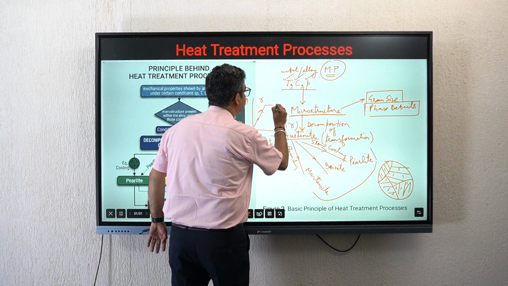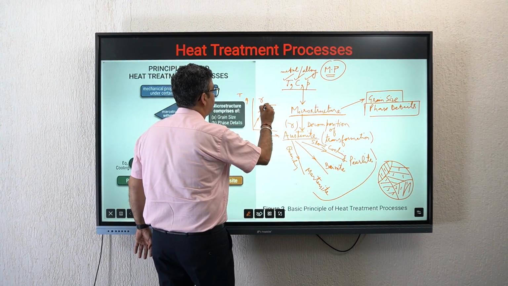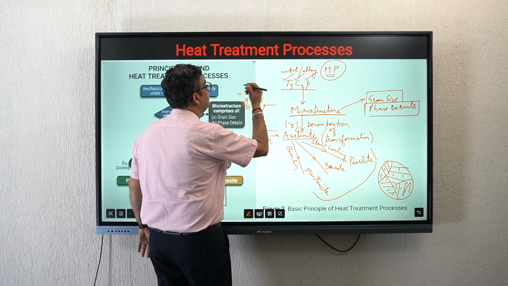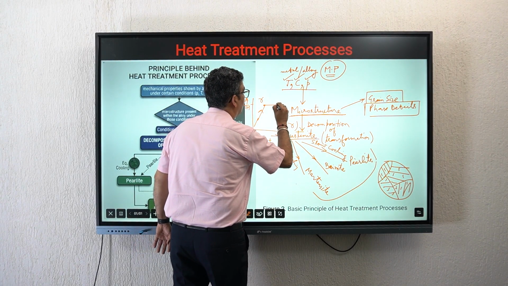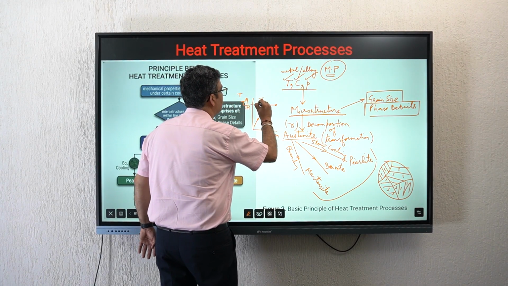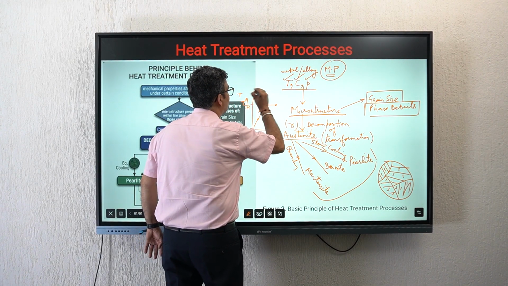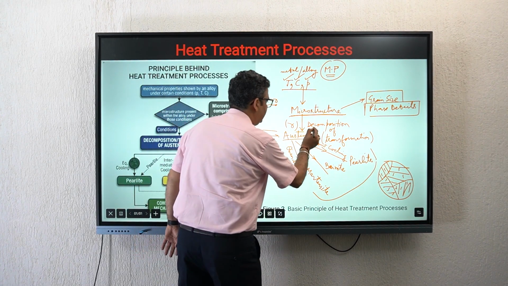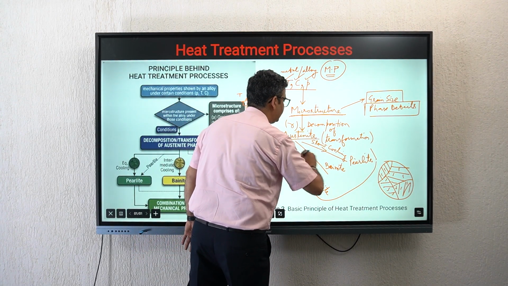Why are we holding the steel? The austenite that initially gets formed at the heat treatment temperature is not chemically homogeneous. So through this holding, the diffusion process gets done, and we make this austenite, which was not chemically homogeneous, chemically homogeneous. And finally, chemically homogeneous austenite is there with you.